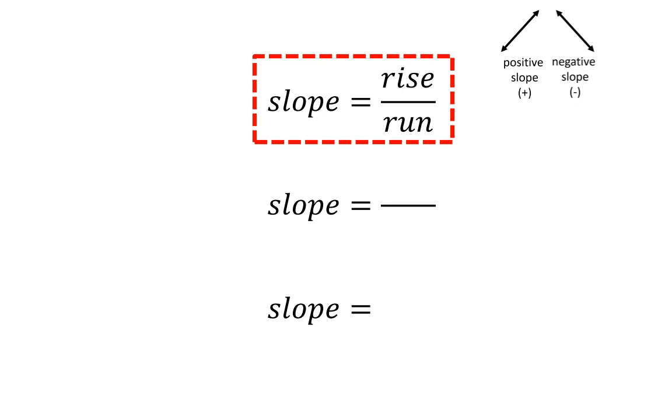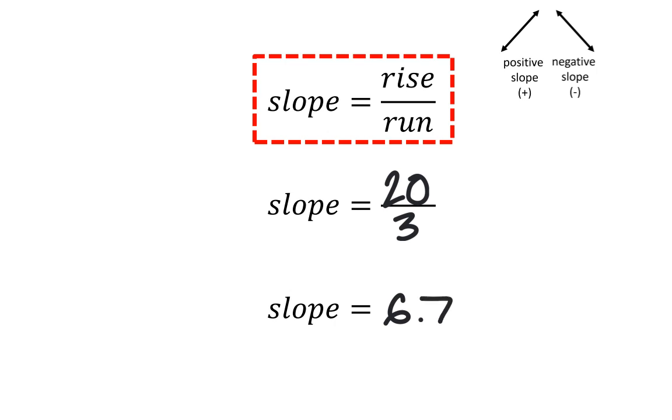The equation for slope is rise over run. We already know the rise is 20 and the run was 3. I can simplify this by taking the numerator and dividing it by the denominator. In other words, 20 divided by 3, and that rounds to give me 6.7.